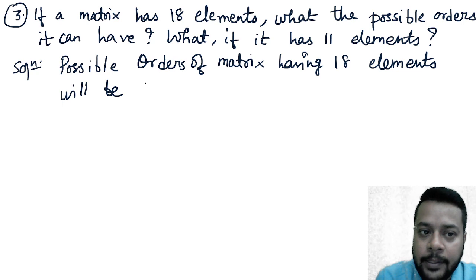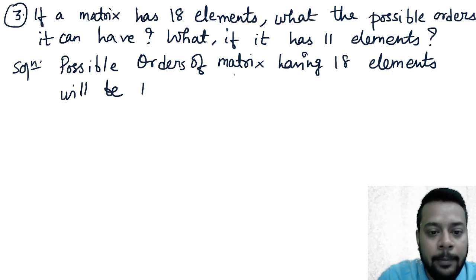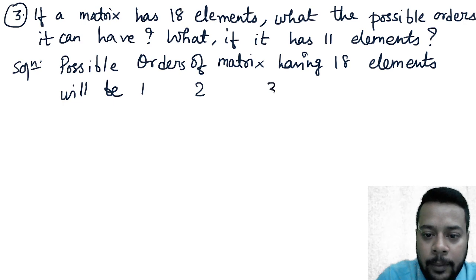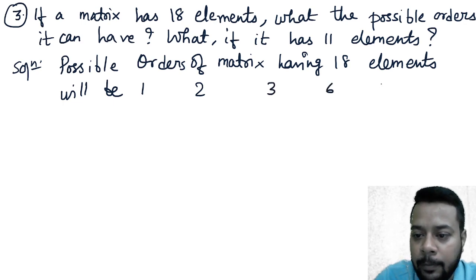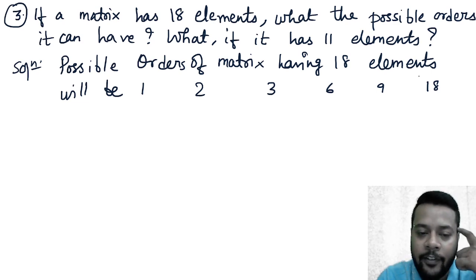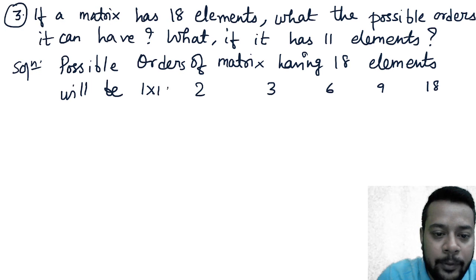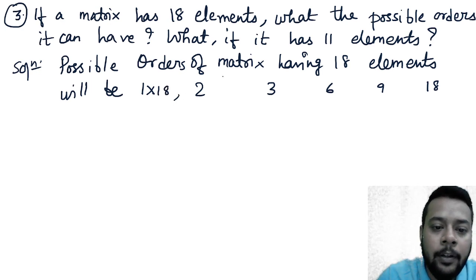Factors of 18 means 18 किससे किससे टेबल में जाता है. Then you will tell, sir, in the table of 1, in the table of 2, in the table of 3, in the table of 6, in the table of 9 and in the table of 18. Right, so these are the factors of 18. Now 1 के टेबल में कितने बार में जाता है? 18 टाइम्स. So this will be my 1 by 18 order.